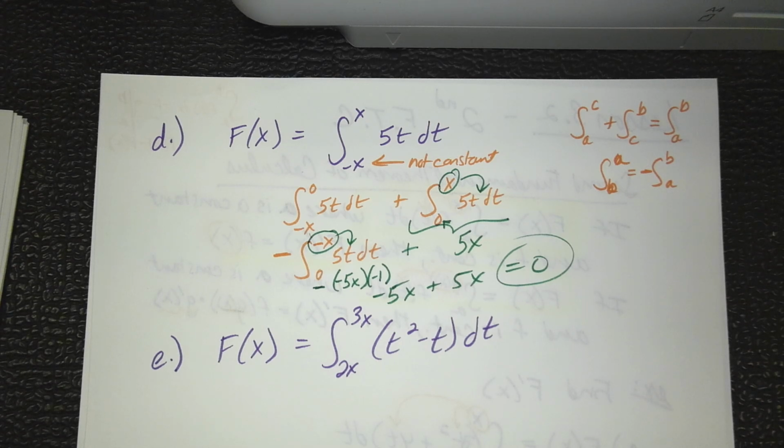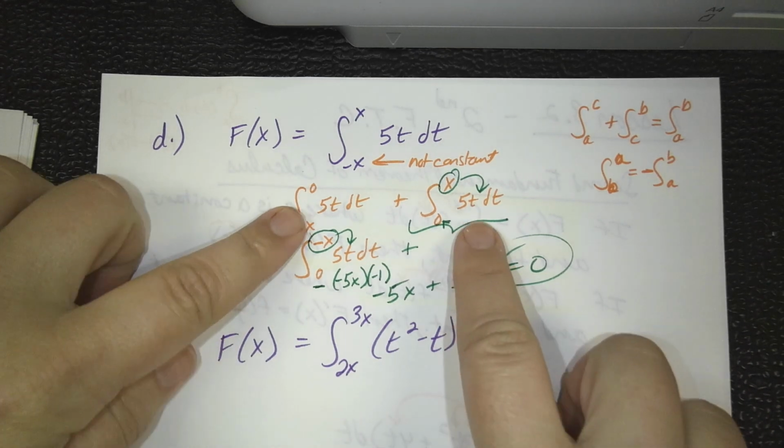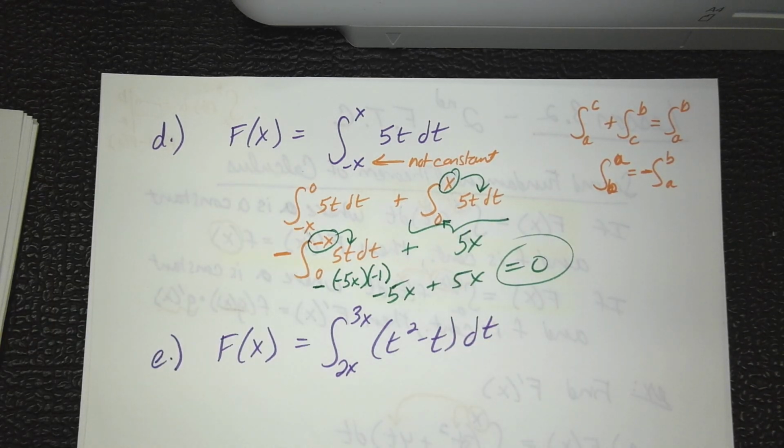We're going to do another one if you didn't understand this one. But the deal is you're going to pretty much be doing the same thing. You're going to separate it into 2 integrals. You're going to make sure you flip that first one so the constant is on the bottom, because that's what the second fundamental theorem of calculus says.